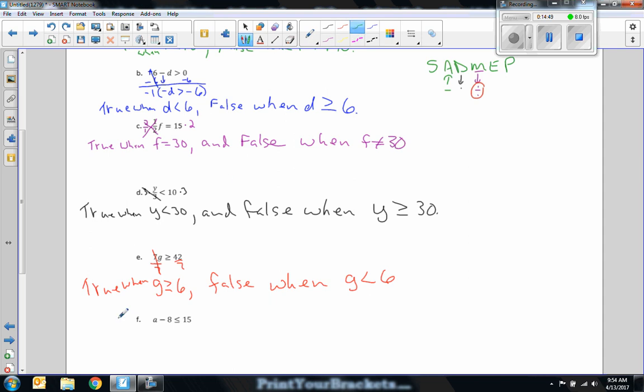And finally, the last one, I have a negative 8. That's the same as plus or minus, so that's subtraction. And the inverse of subtraction is addition. So I'm going to add 8 to both sides. When I add 8 to negative 8, I get 0, so a plus 0 is simply a, less than or equal to 15 plus 8, which is 23. So this is true when a is less than or equal to 23, but false when a is greater than 23.